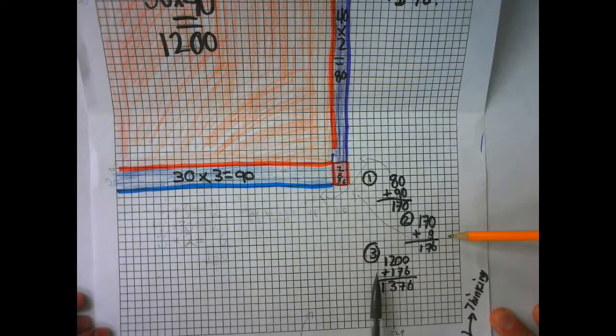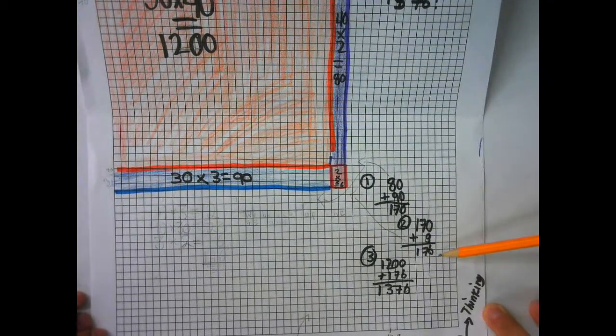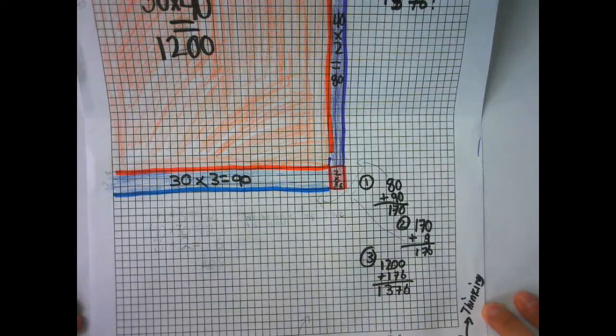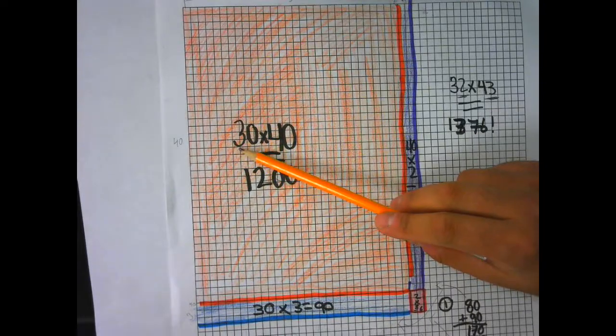So we added 1,200 plus 176, which equaled 1,376. So our total answer is 1,376. Okay, so you chunk the numbers over here to make it easier, because it is easy to multiply.